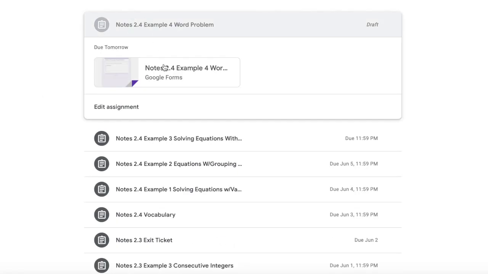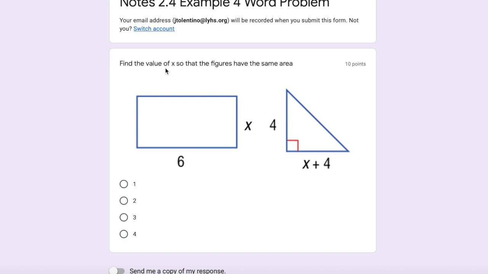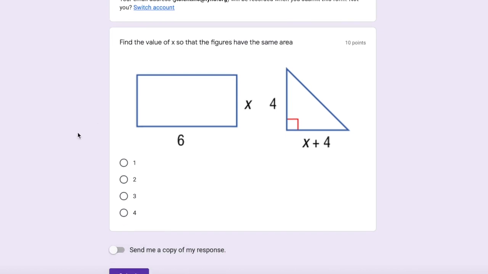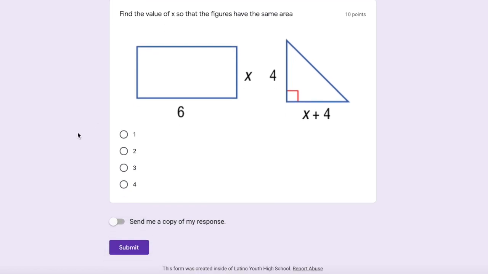Alright, so now it's your turn. In the assignments category, click on Notes 2.4 Example 4 Word Problem. It's going to open a Google form. It's only one problem, and it's very similar to the one we just did. So solve the equation, find the answer, and that's it for this assignment.